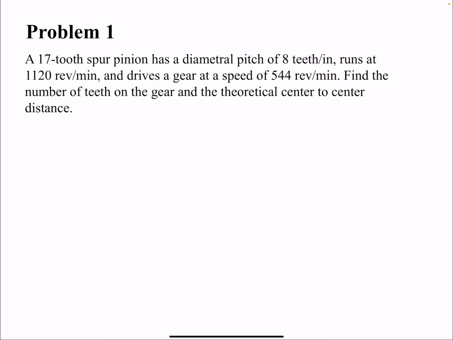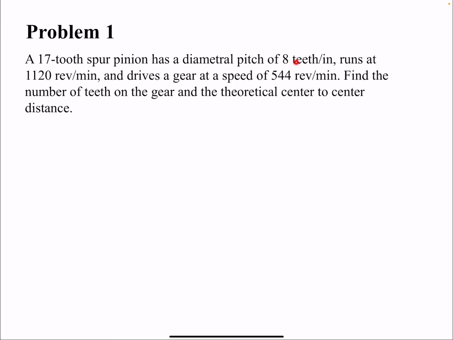Now we're going to look at some of the problems. So here we have a 17-tooth spur pinion. Pinion means a smaller gear. It doesn't mean it's a driver. We call the smaller gear the pinion. It could be a driver or it could be a driven gear. It has a diametral pitch of 8 teeth per inch.